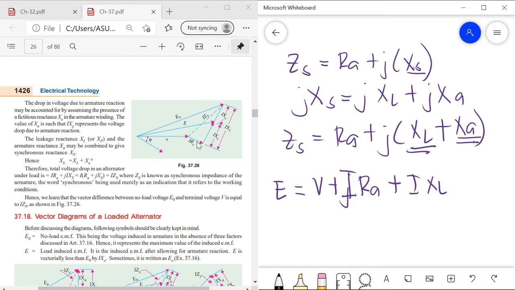If we add this IRA plus the terminal voltage plus IZS, it is equal to the no load voltage. So just follow the vector diagram here.